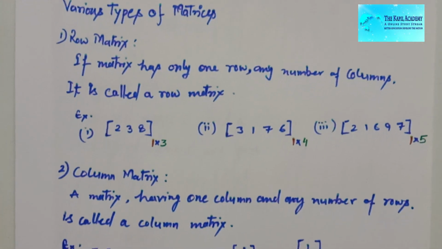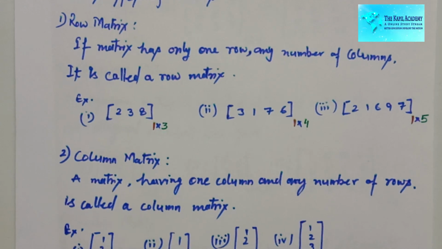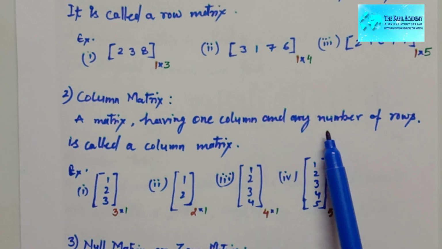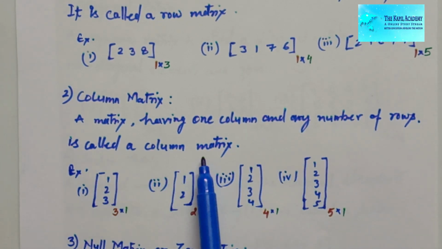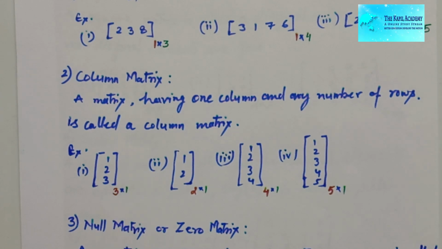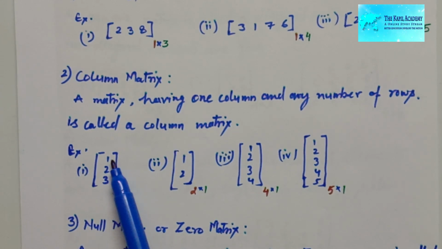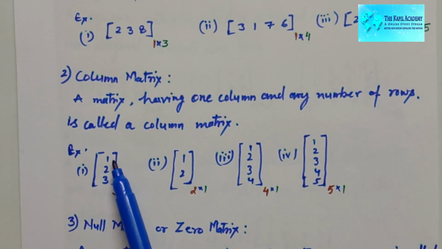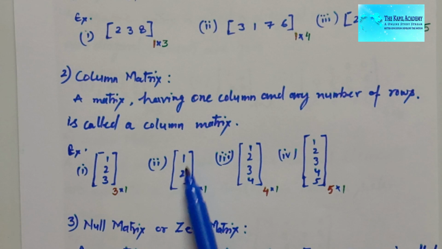After this, the next type of matrix is the column matrix. A matrix having one column only and any number of rows is called a column matrix. Here is the example. In one column, we have arranged 3 elements: first element in the first row, second element in the second row, third element in the third row, but there is only one column.